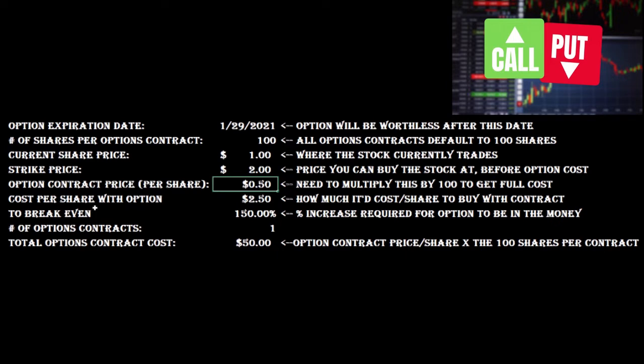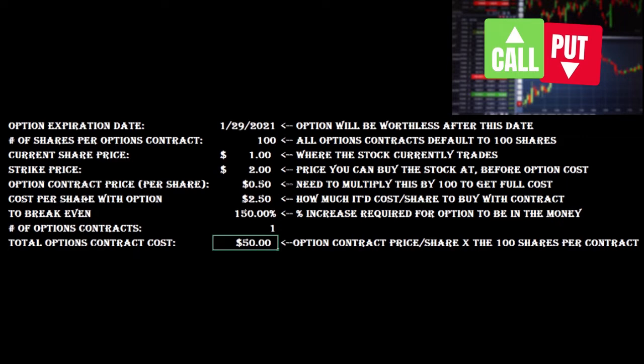Now, that is the price of the options contract per share, but we had already mentioned that each contract has 100 shares by default. So if it's going to be 50 cents per share, and we know that there's 100, then the total options contract cost is going to be, down here at the bottom where I laid this out, $50. So that's how much the actual contract costs. It's always going to be that per-share amount multiplied by 100. That's going to be your total contract cost.